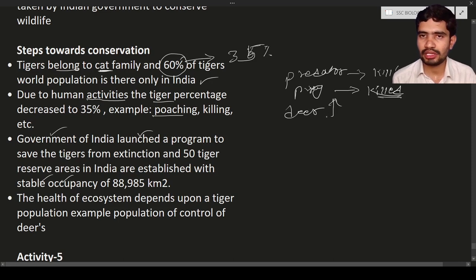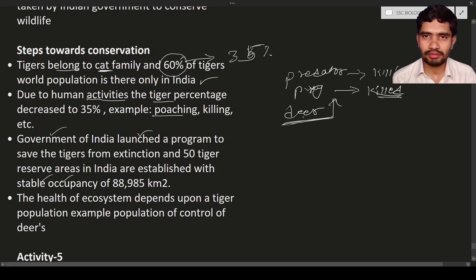If the deer population increases, what happens? There is more feeding on the forest. After a few months, the complete forest will get emptied. No plants will survive. Why? Because the deer population is increasing drastically. It is a kind of deforestation done by the deer population, because the tigers were killed. So it is going to show a negative effect in the ecosystem.